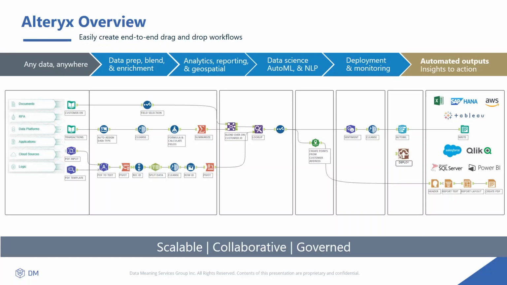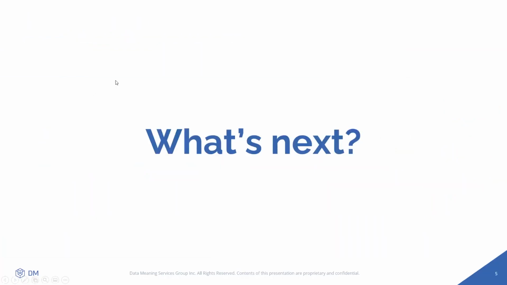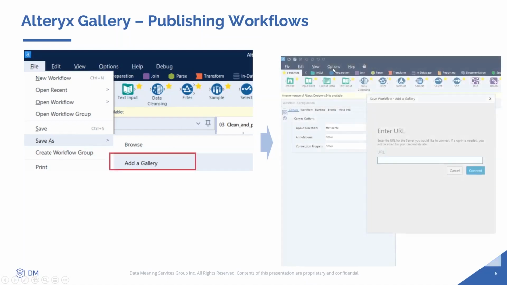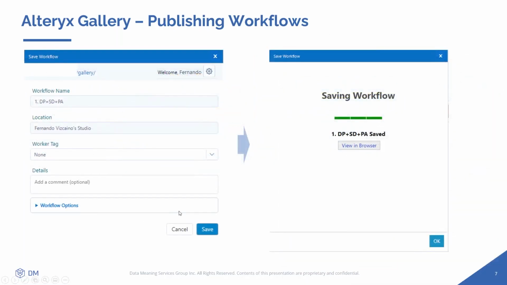So, you've been using Alteryx Designer for some time, and then you think, what's next? I'm going to show you how to connect Alteryx Designer to the server and then publish your workflows there. You start from Alteryx Designer, you go to the menu and save it. But instead of your computer, you add a gallery, which means the server interface. Then you add the URL, and then you pass the parameters to save that workflow into the server, and that's how you publish the workflow there.